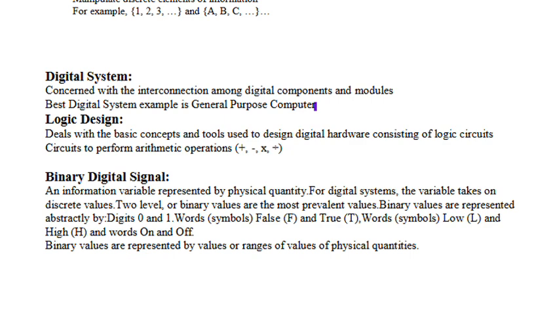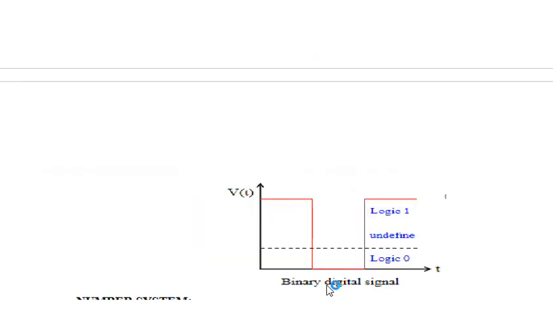Or low high, L H in shortcut, or on or off in that way. So the binary values are defined with the digits 0 or 1. Simply to say, this is the example. Here it is 0 at the bottom position, and from 0 it increases to 1. So logic 0 and here logic 1.